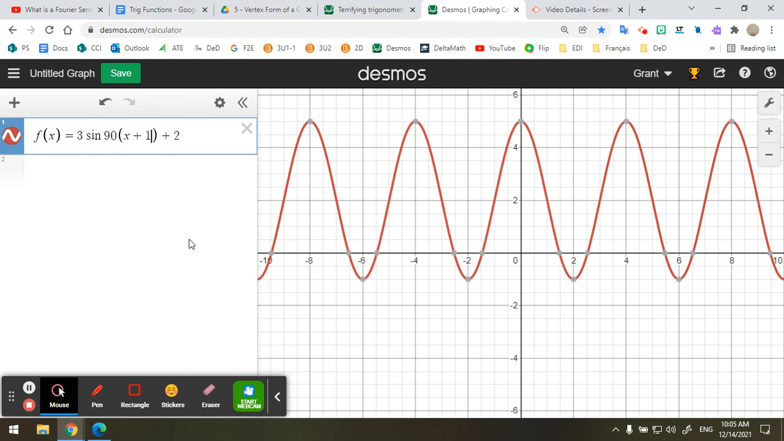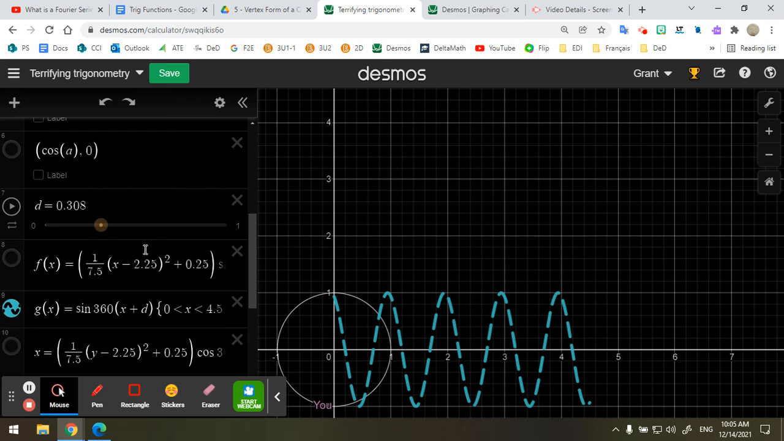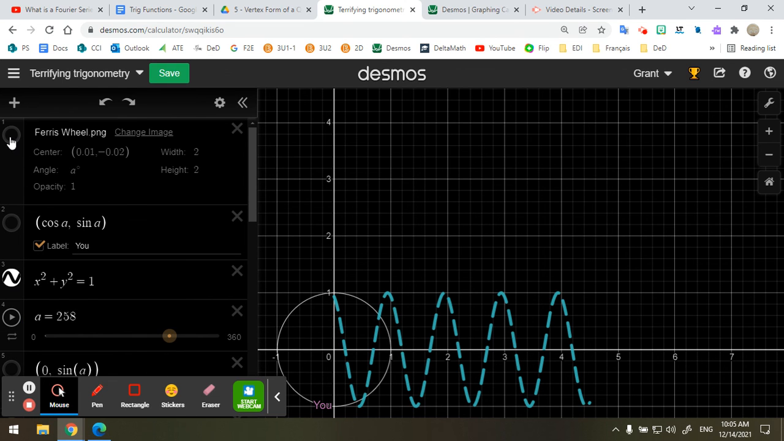So let's try a different value of A. Let's try 5. Whoop. It just changes the amplitude. So a lot of times with a lot of these questions, I'll go back to my terrifying trigonometry over here. Let's turn on the Ferris wheel.